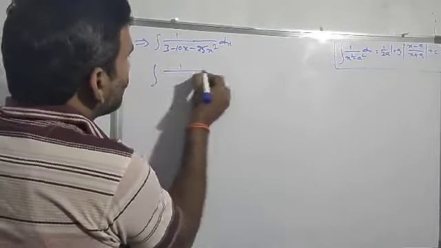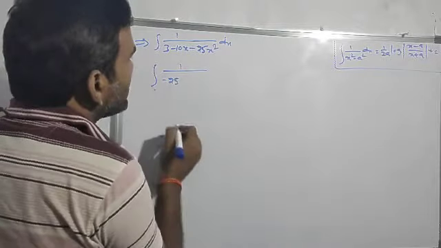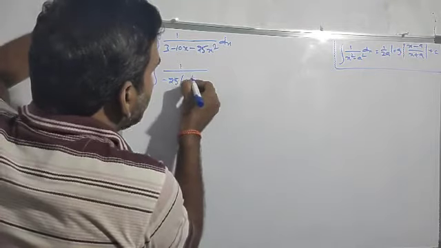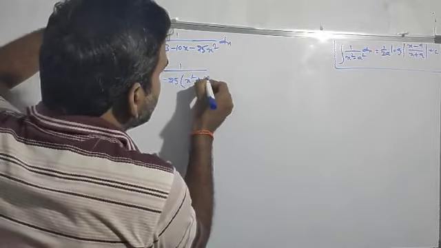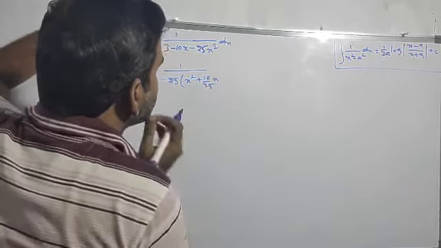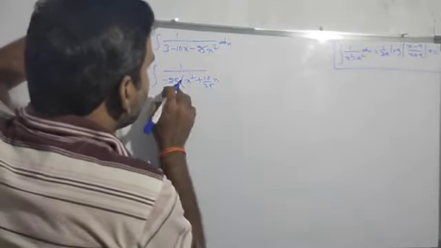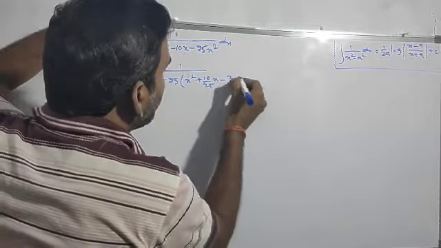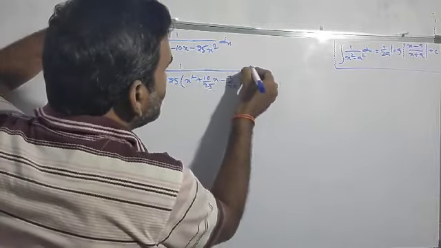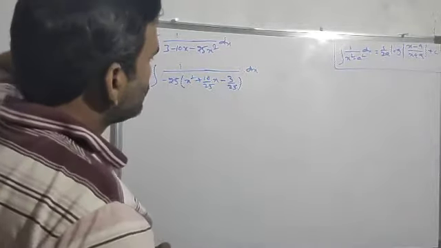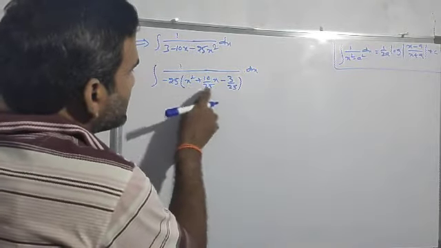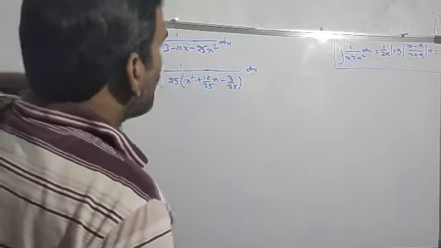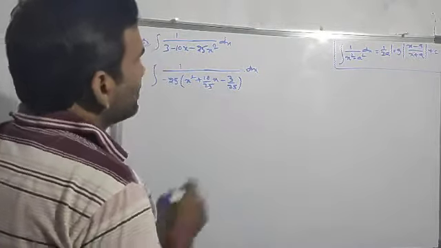Now you take 1 by minus 25 as the common factor. Taking minus 25 out, we get minus x square plus 10 by 25 into x, the 25 gets cancelled, minus 10x, minus 3 by 25 into dx. If you have a doubt, verify: minus 25 x square minus 10x, minus into minus gives plus, 25 gets cancelled, plus 3.